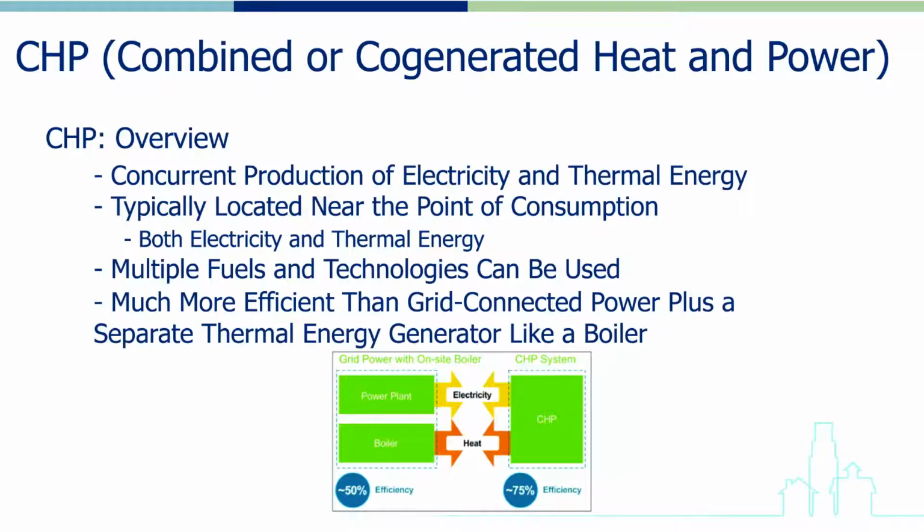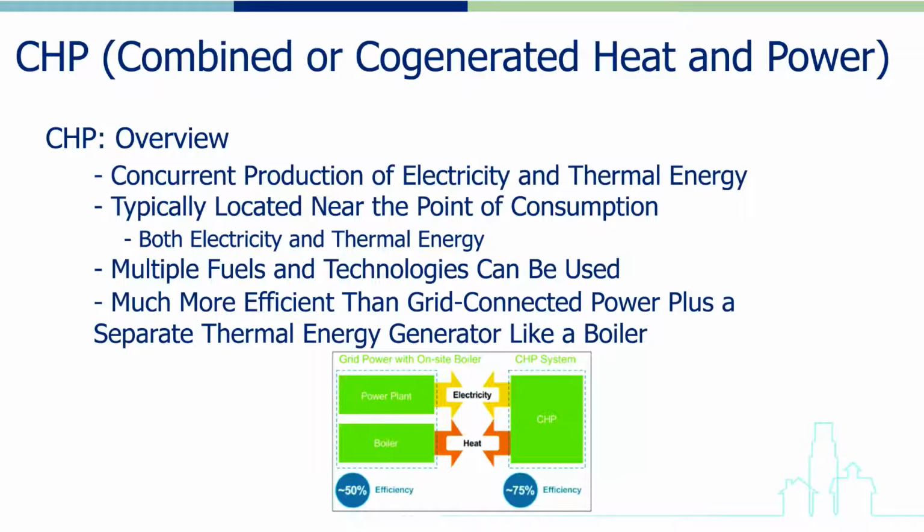Now let's take a look at the second category of generation assets, combined or co-generated heat and power, commonly referred to as CHP. A CHP system produces electricity and useful thermal energy, heat, from a single source of energy at the same time. In some ways, a CHP system is similar to a standard power plant that also generates electricity and heat. The difference is that a typical power plant uses the electricity but discards the heat, while a CHP system makes use of both the electricity and the heat.